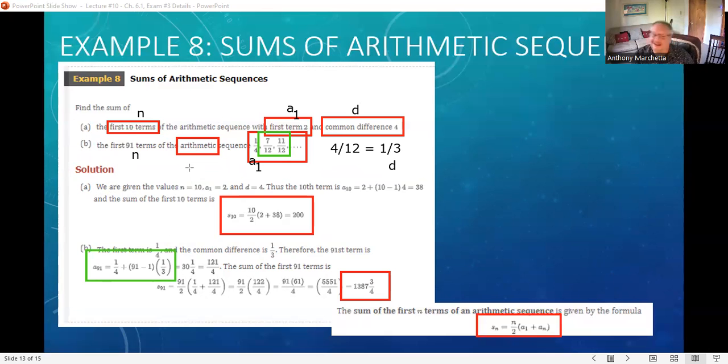It's got a quarter in it. It's got a third in it. It's got 91 in it. But when you do all of your math, you're going to get 121 over 4. And is that the final answer? Actually, no, it's not, because what that is, that's just the 91st term.